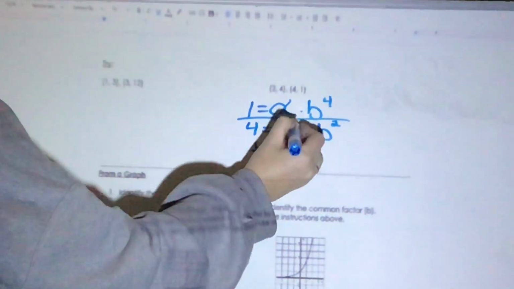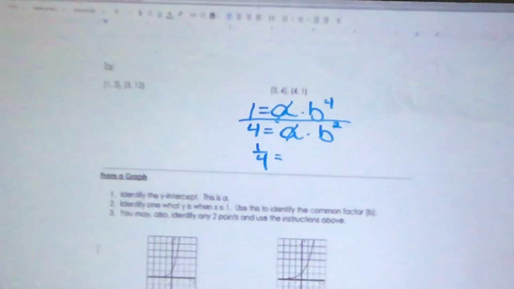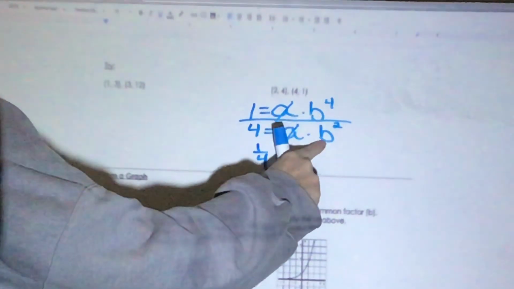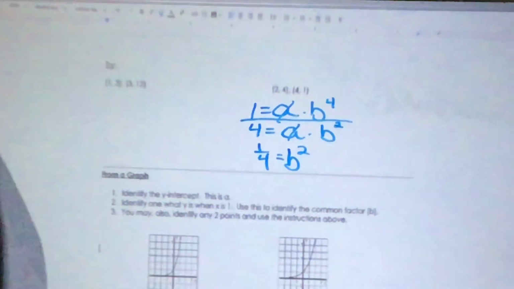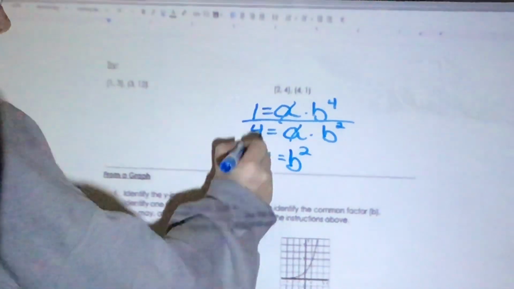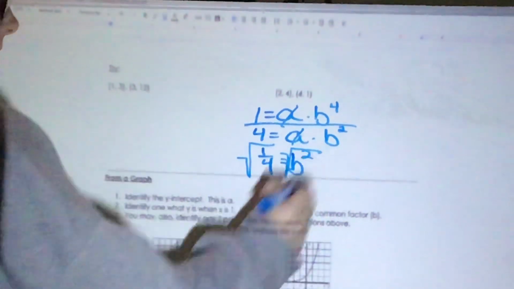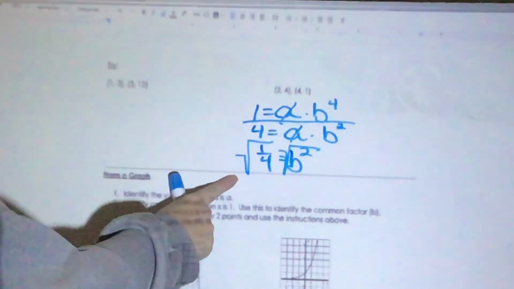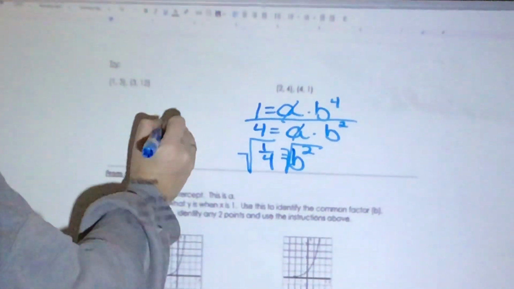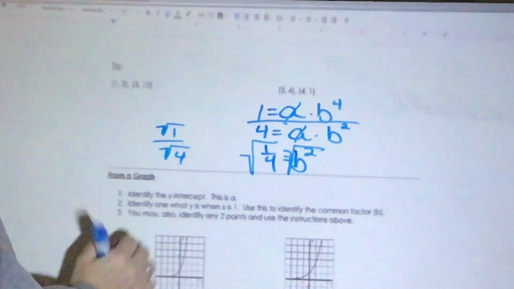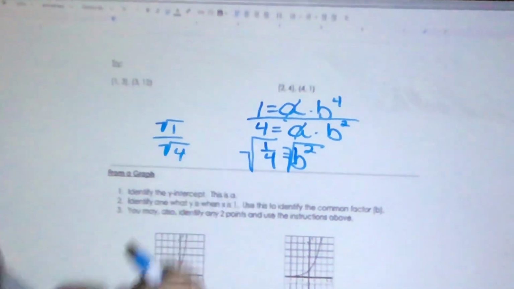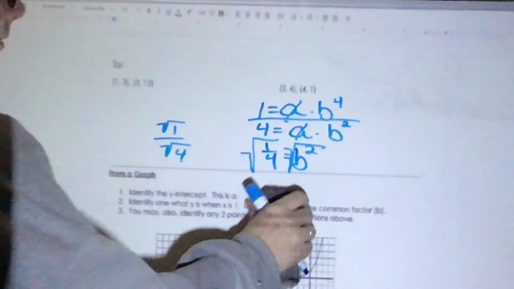A divided by a, the a's cancel out. b to the 4th divided by b to the 2nd is b to the 2nd. And now I want to do the square root of both. The square root of a fraction is like the square root of the numerator over the square root of the denominator, right? So this would equal 1/2. So my b is going to be 1/2.